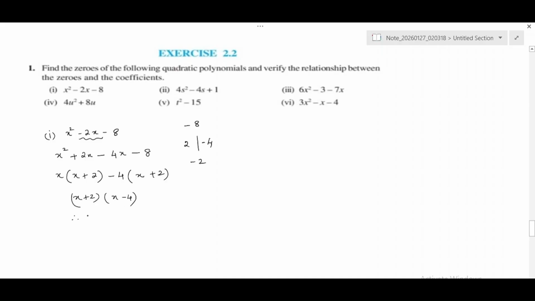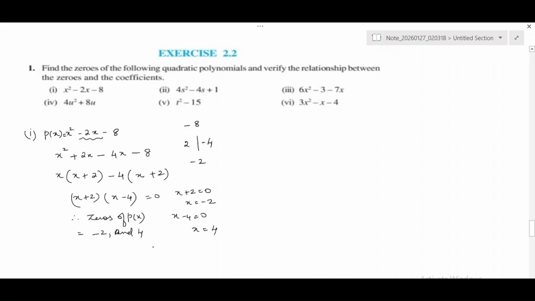Now the zeros will be, that is equating into 0. x plus 2 is equal to 0, so x is equal to minus 2. x minus 4 is equal to 0, x is equal to 4. So the zeros will be zeros of p of x. Here we'll write p of x. So zeros of p of x is equal to minus 2 comma 4. Minus 2 and 4. Okay, since it is an x squared, I told quadratic equation, so it is x squared, the degree is 2, we have two values of x.